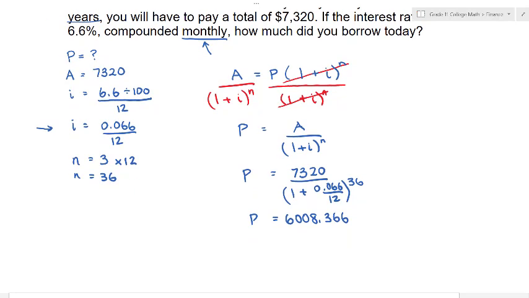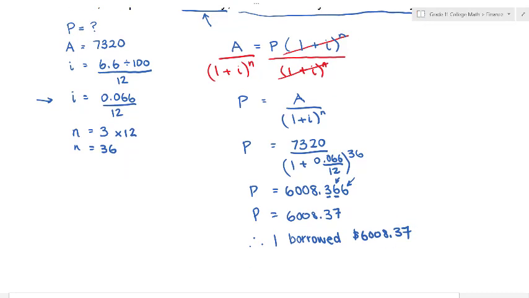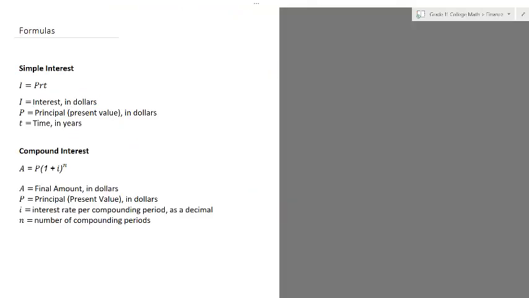6008.366. All right, so now I only want to round to 2 decimal places, so I only want 2 numbers after the decimal, 6008.3, and that 6 that's over there should round up to a 7 because it's followed by a number that's 5 or bigger. And so then my answer would be, therefore, I borrowed. Always look at the question. It says, how much did you borrow today? So your answer would be, I borrowed $6,008.37. And that's it.